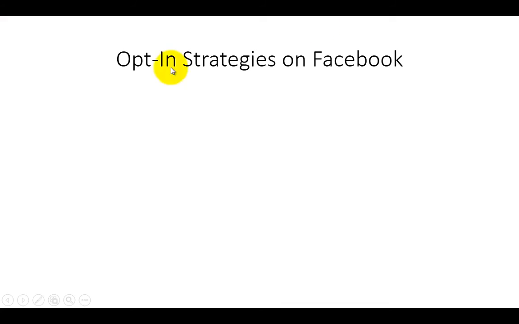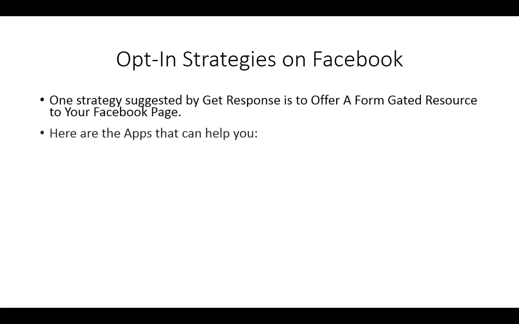To physically get people onto your opt-in list on Facebook, one strategy mentioned by GetResponse is to offer a form-gated resource to your Facebook page. In other words, you want to make sure that there's content that if you give it away, the only way they're going to be able to get that content is if they opt into your list.